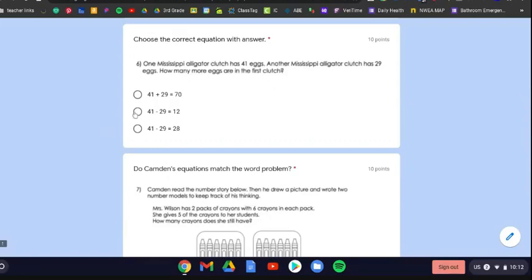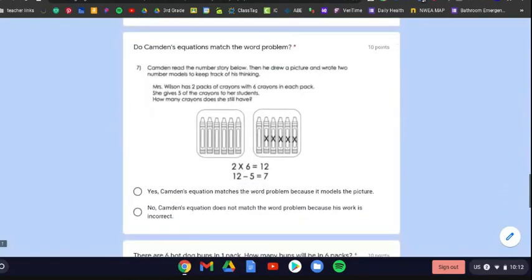Are we adding 41 plus 29 to get 70? Are we subtracting 41 minus 29 to get 12? Or are we subtracting 41 minus 29 to get 28? Decide what the correct answer is, which equation matches the question. Choose your answer, click in the white space, and scroll down.